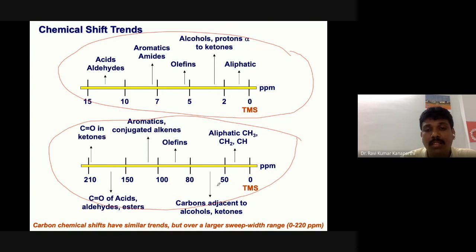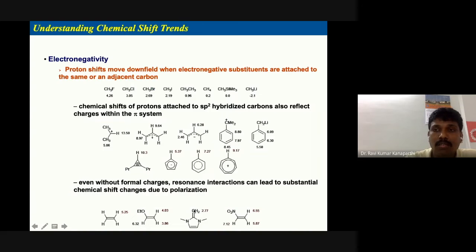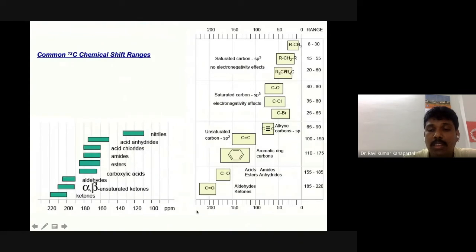Okay, this is the region where you will find the carbons which are adjacent to carbons. Like say you have a ketone, and then the adjacent carbon, I'm not talking about the CO carbon, but the adjacent carbon, it will be seen in this region. Similarly, if you have ethanol, the CH2 carbon will be seen in that region. Okay, the ranges, the chemical shift values of the carbons are actually shown here.